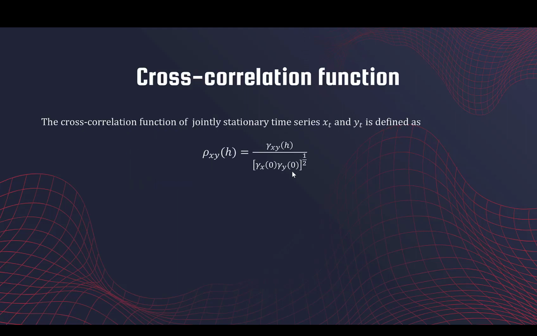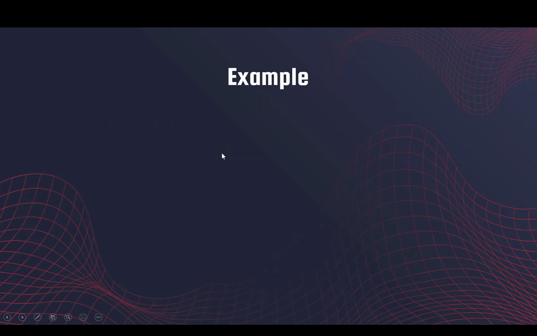If the time series are jointly stationary, then the cross correlation will also be a function of the lag. Because if the cross covariance is a function of the lag, then the cross correlation will also be a function of the lag. This is how the cross correlation will look. xy means we're looking at two series, so this is the cross correlation. h means that it's a function of the lag.